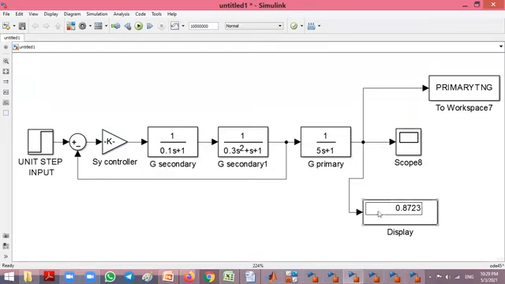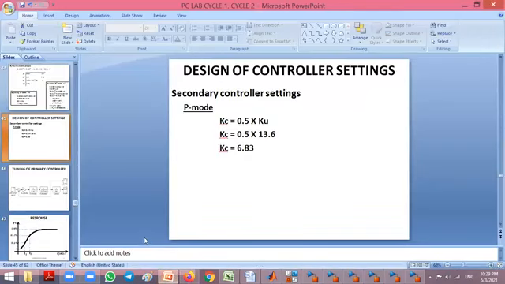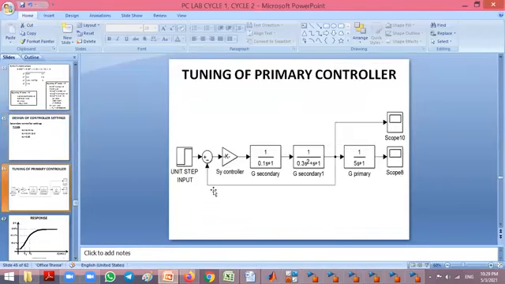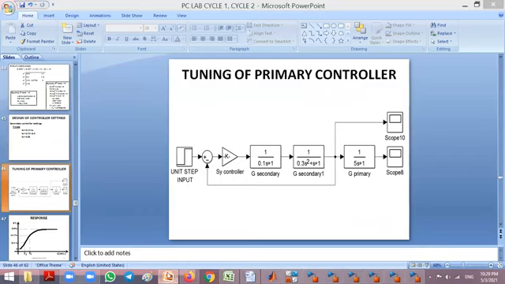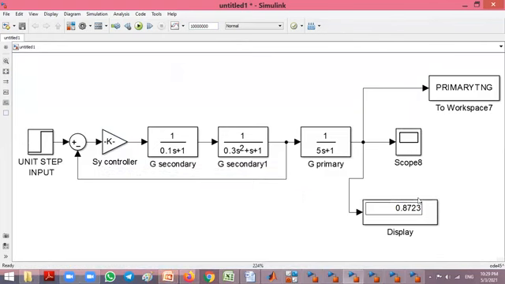Using this display, we can find it; without a display, it will be difficult. In the block diagram, I have not shown the display here, so you add the display. Then you can see the graph there.